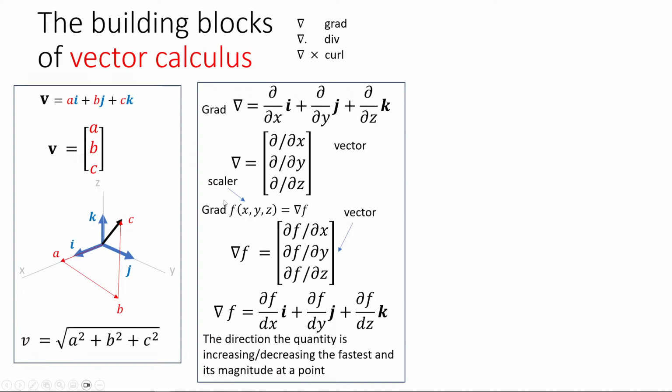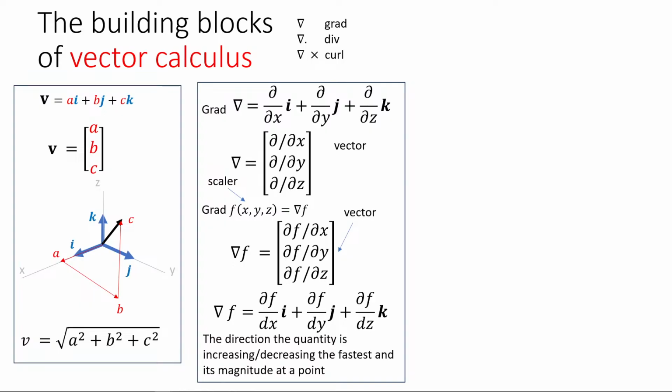If I took the gradient of a scalar function, what do I get? I get a vector function. Because this is a scalar, and then I got a vector function. This vector function tells me the direction in which the quantity is increasing and decreasing the fastest, and the magnitude at the point. And that's why we do this for optimization, because in optimization, that's exactly what you want to know.